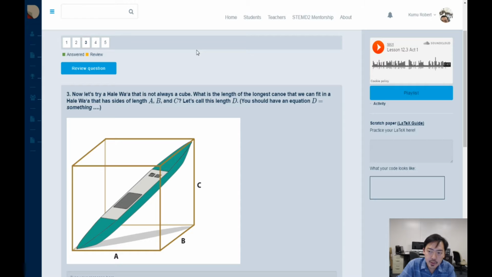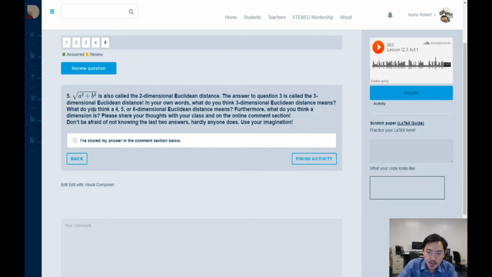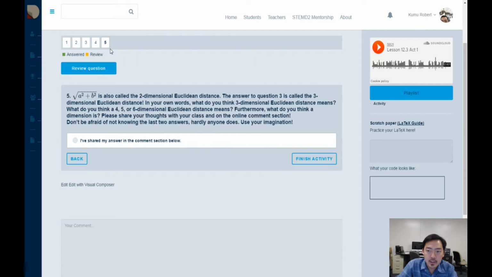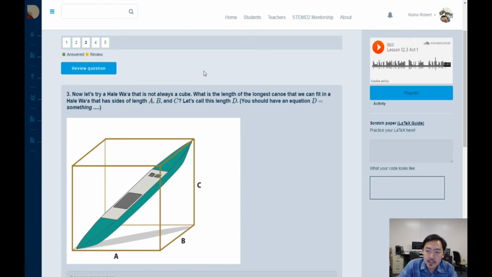We can compare this new equation with the equations that are in the Pythagorean theorem. It turns out that the square root of a squared plus b squared, which we got from the Pythagorean theorem and used to get the length of this canoe, is actually called the two-dimensional Euclidean distance. Also, the equation for the length of this canoe is called the three-dimensional Euclidean distance.